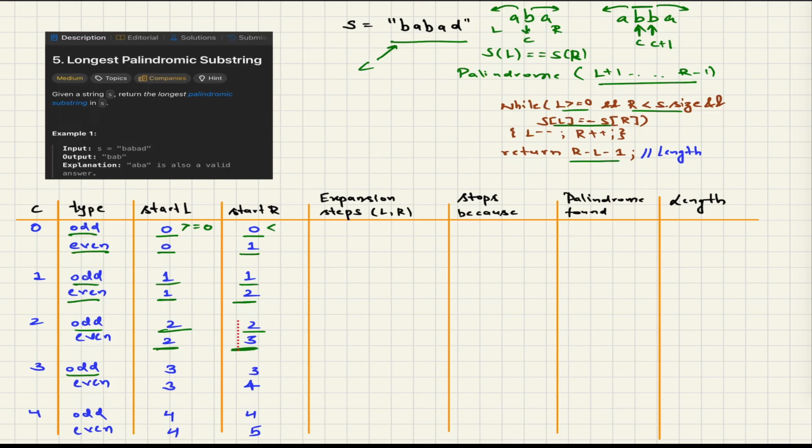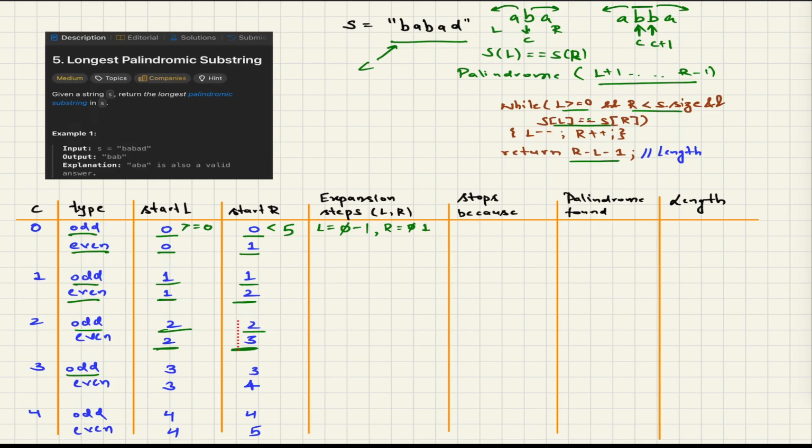Is it less than the size, 1 2 3 4 5? Yeah. Is it less than 5? Yes, it is. And most importantly, my S of L is equal to S of R. Yes, it is. B is basically equal to B. So I'm going to do L minus minus. My L was 0, it's going to come to minus 1, and my R was 0, it's going to increase to plus 1. Now again the loop runs.